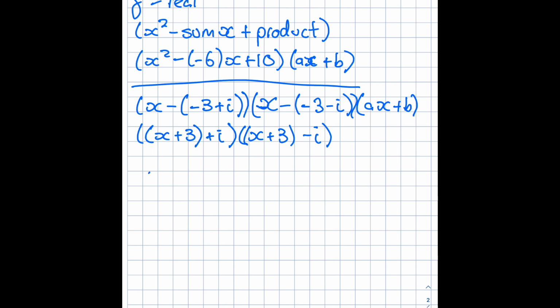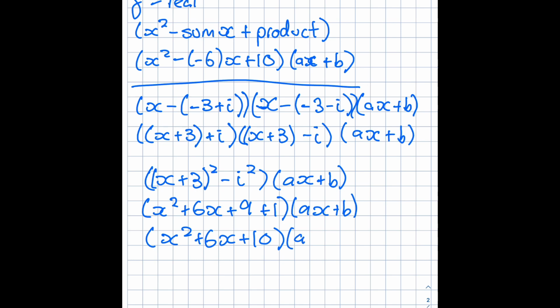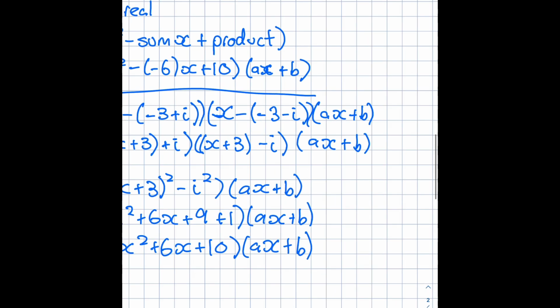These now become a difference of two squares, so I have x plus 3 squared minus i squared. And then let's make sure we keep carrying this through: ax plus b. Okay, and this becomes x squared plus 6x plus 9 plus 1, times ax plus b, which becomes x squared plus 6x plus 10, times ax plus b.